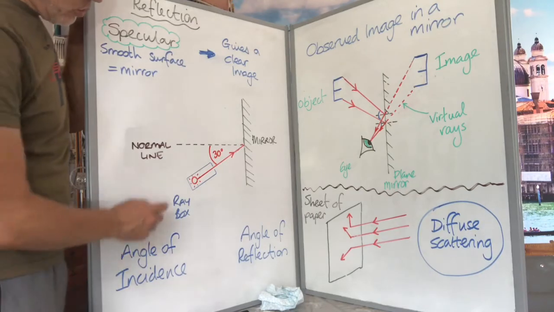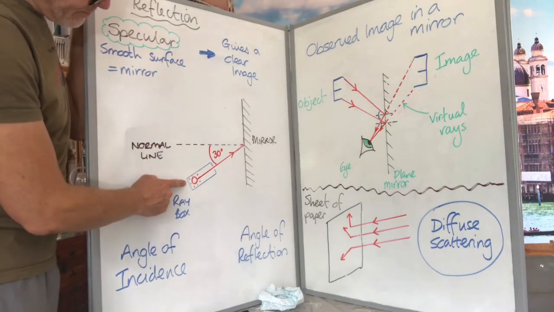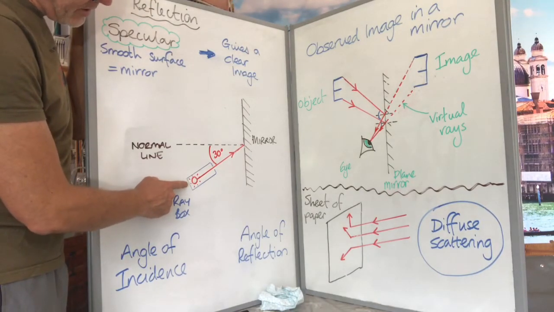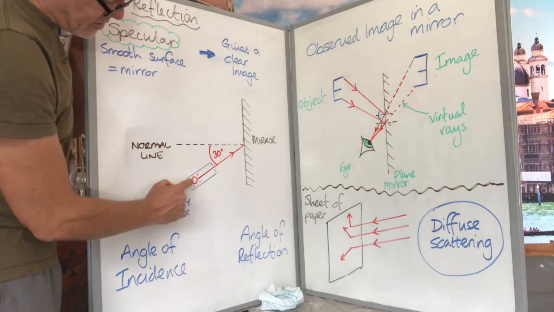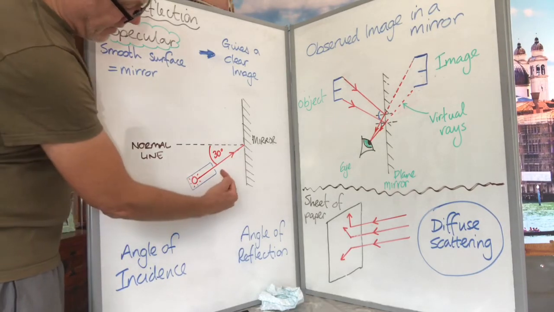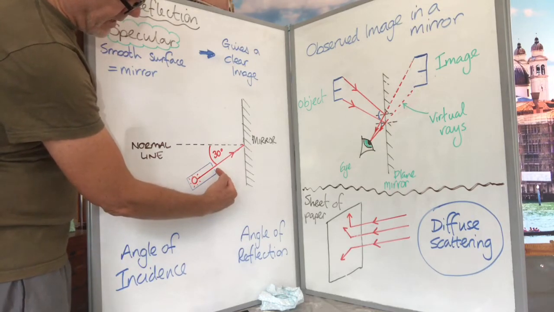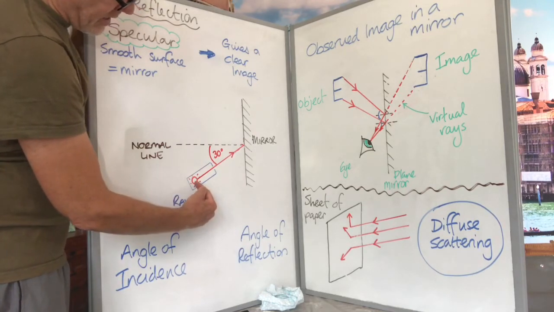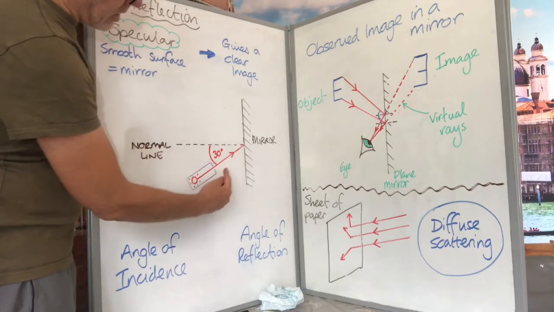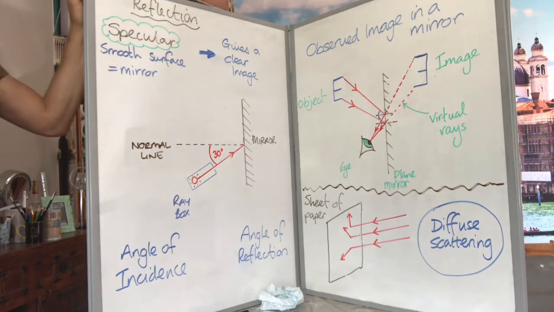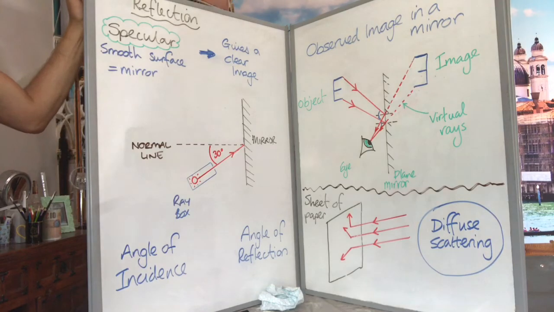Now, if we were at school, we would have done an experiment using a piece of equipment called a ray box. This is just a rectangular box which contains a light bulb, and at this end it has a very thin slit. So when we plug this in, switch it on, it produces a beam of light. And that's really useful for us for testing things like reflection.